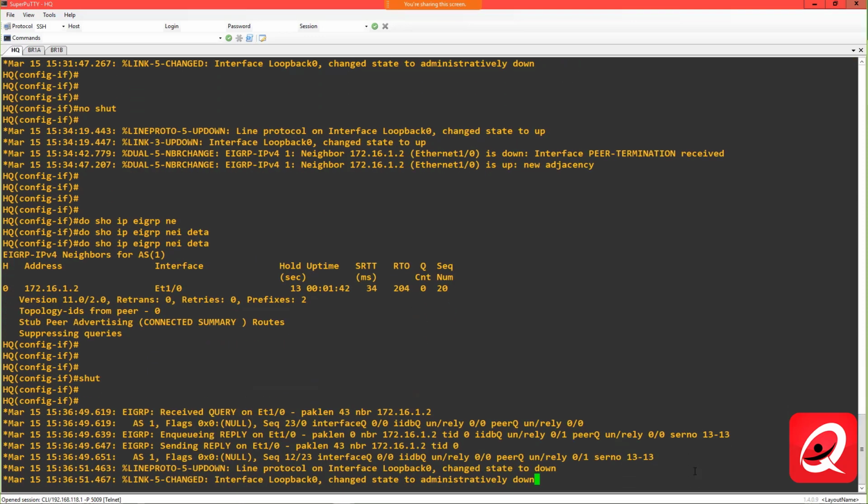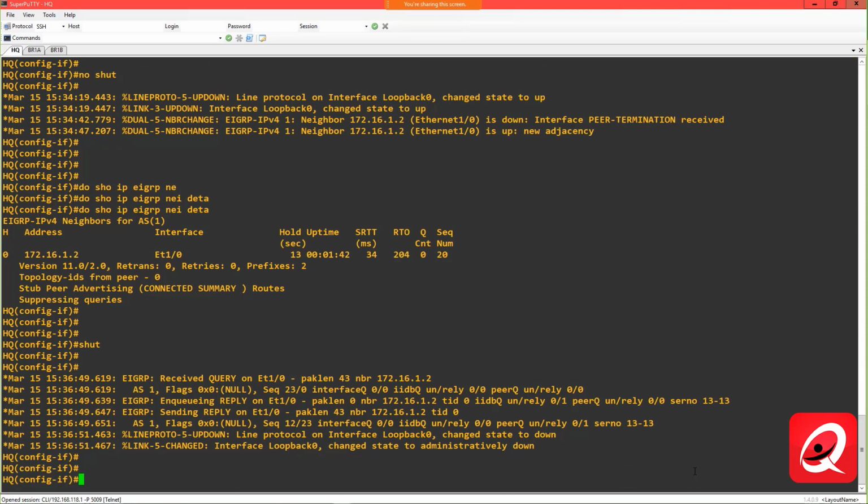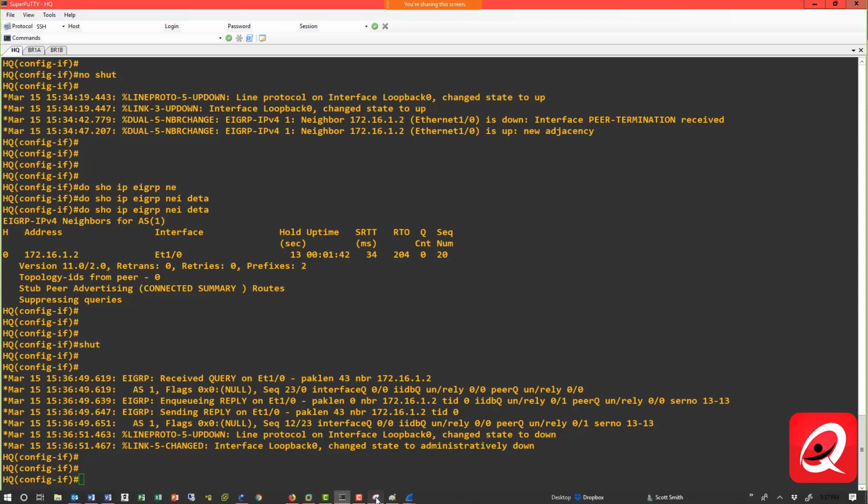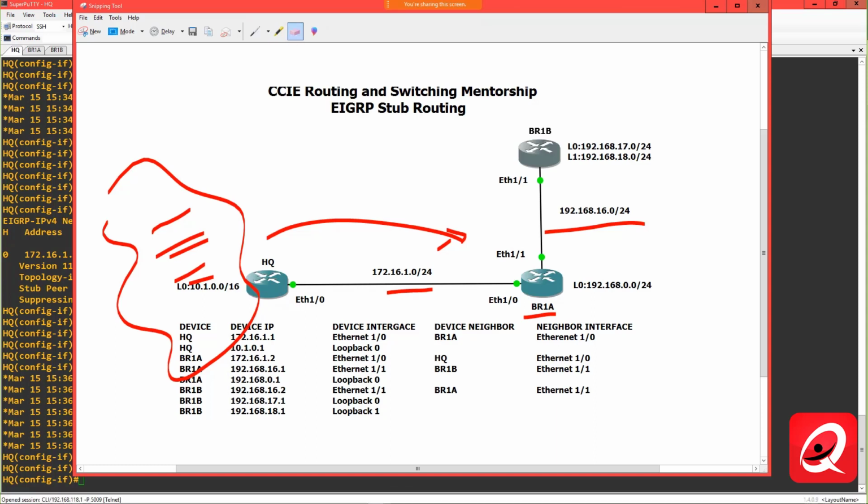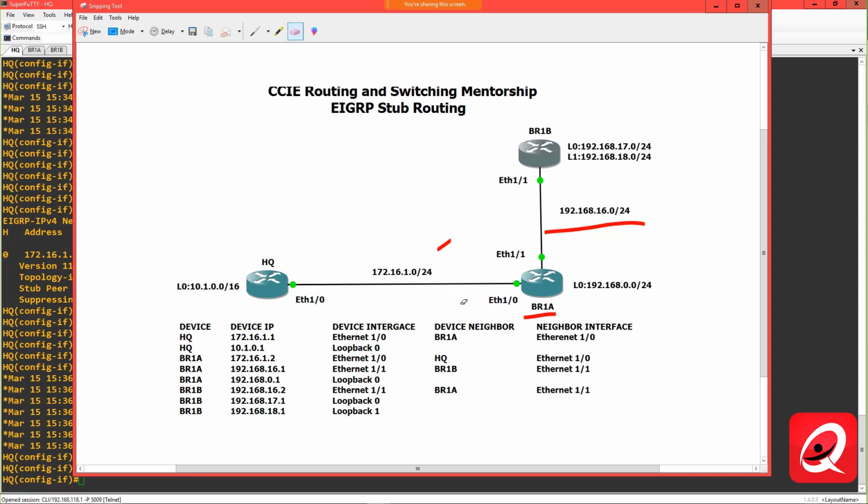Because this particular peer is advertising itself as a stub router, that means the HQ router will never send a query to this router for any information. We also configured this function under the routing process. We didn't do this on a per interface basis. So I'm sending hello packets with the stub flag set to both of my peers. Consequently, BR1B is also not going to send any queries to BR1A in this particular case.